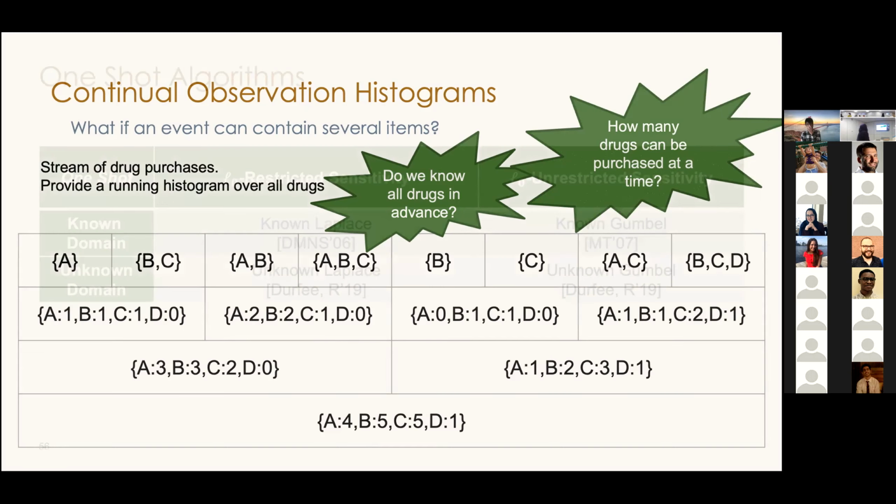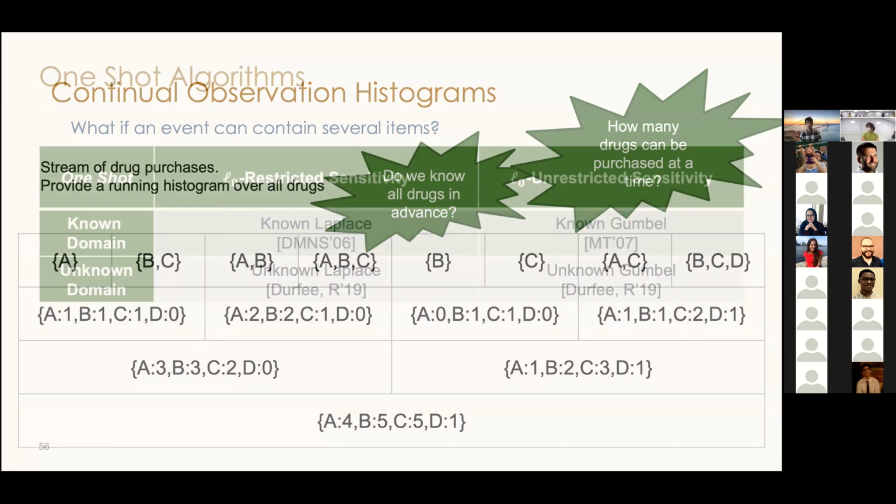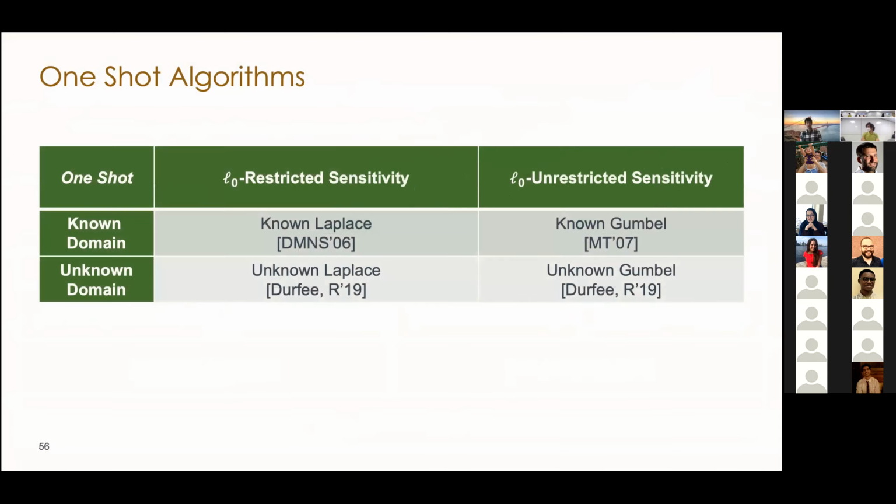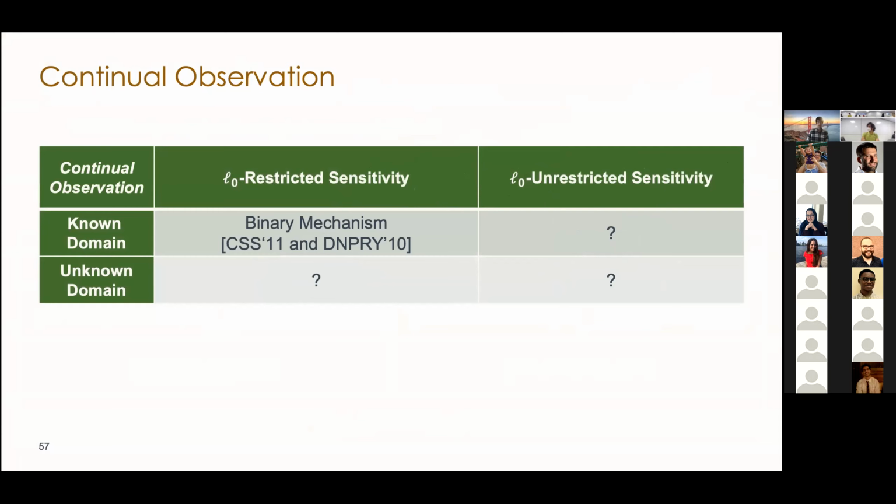So you would have lots of items in every one of these cells. Before, we had these one-shot algorithms, like the top-K or histogram algorithm, to be in this 2x2 table. But now in the continual observation setting, it's more open. We can certainly extend the binary mechanism to apply to lots of different counters, but we need to know what the counters are. Like, what are we providing counts for in advance? And so we have the known domain setting. And also it's in the L0 restricted sensitivity setting.